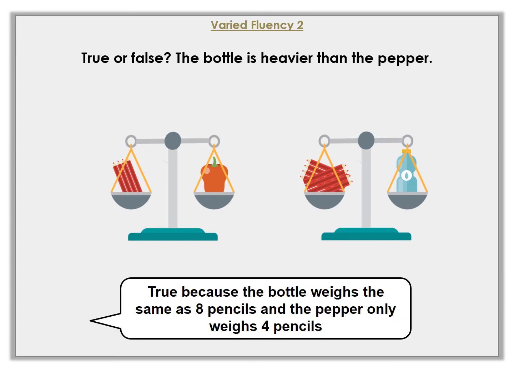Okay, so the bottle is heavier than the pepper, so it's true, because as you can see, there's 8 pencils taken to balance the scales with the water bottle, which means the water bottle weighs 8 pencils and the pepper only weighs 4 pencils.